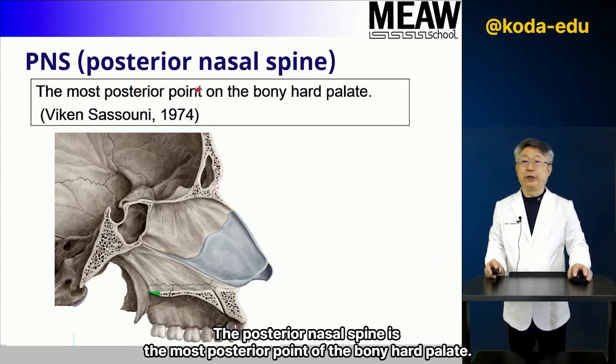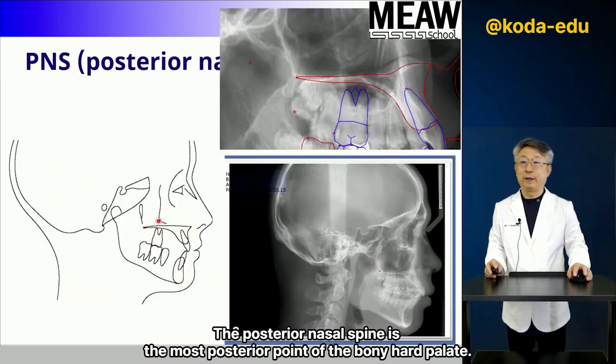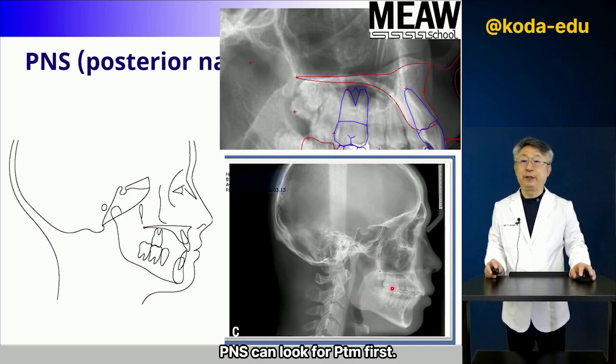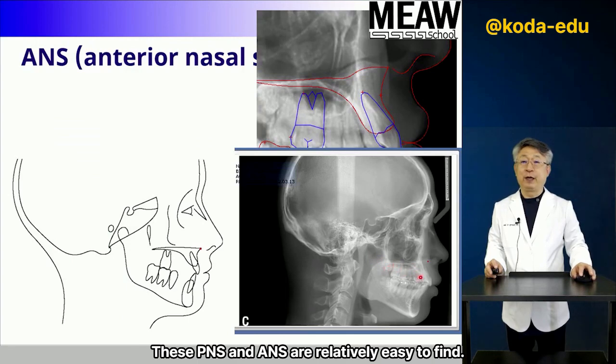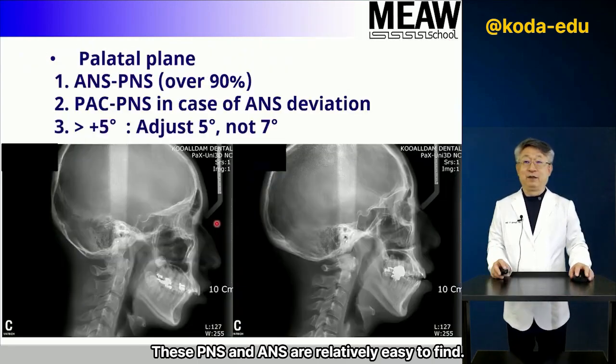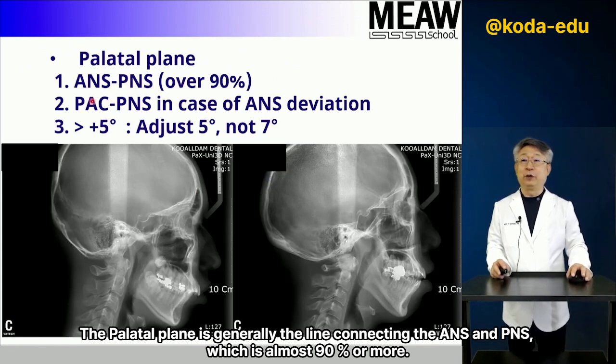The posterior nasal spine is the most posterior point of the bony hard palate. For PNS, you can look for PTM first. The anterior nasal spine is the point protruding from the anterior part. These PNS and ANS are relatively easy to find. The palatal plane is generally the line connecting the ANS and PNS, which is almost 90 or more.